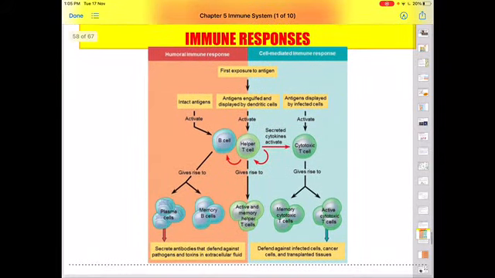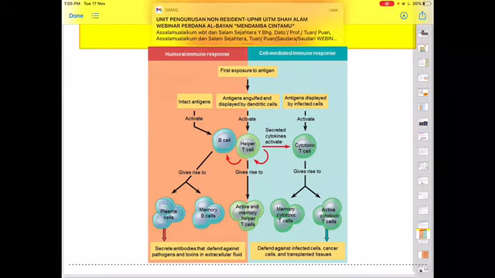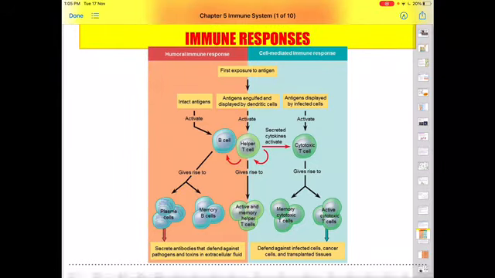Okay, so this is the summary of both immune responses. First exposure to antigen: the antigen is engulfed and displayed by a dendritic cell. That will activate the helper T cell. Helper T cell will give rise to active and memory helper T cells. This helper T cell will help the B cell to activate and also the cytotoxic T cell.